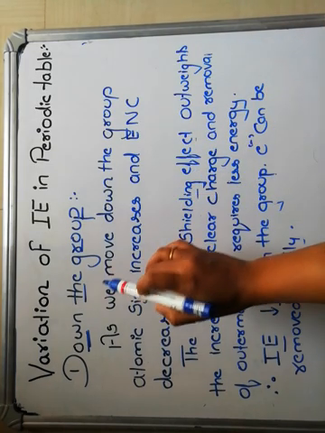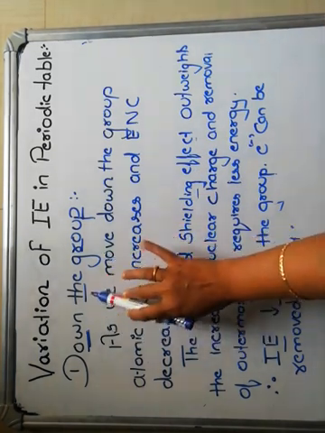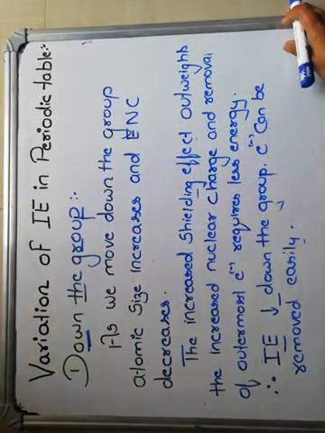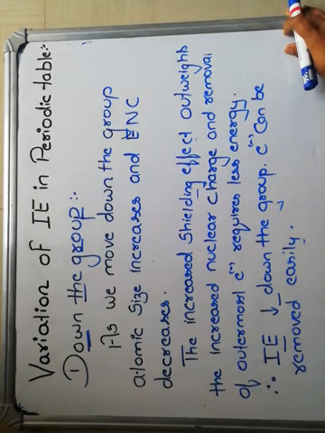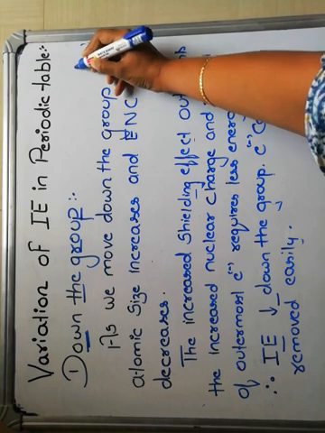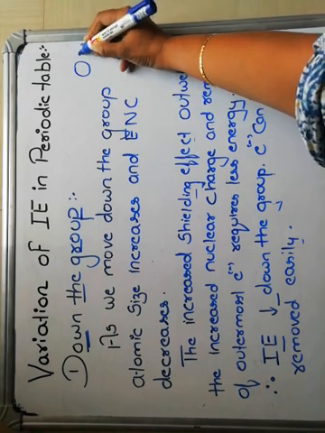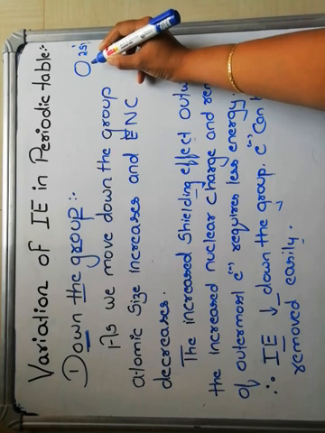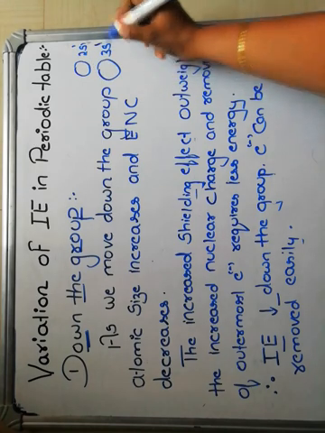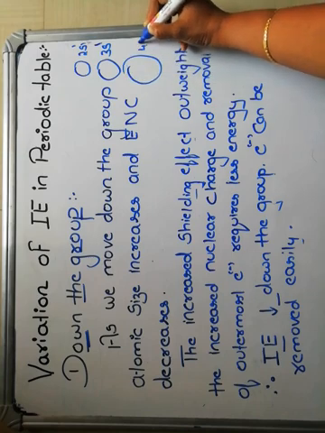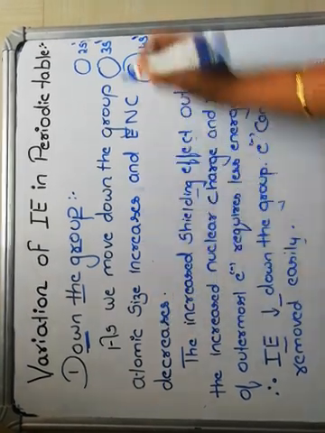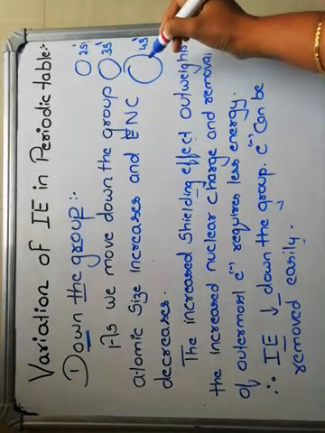The first one, that is down the group. What happens to the ionization enthalpy down the group? We all know that as we move down the group, the atomic size will gradually increase. For example, consider lithium: 1s2, 2s1, I am writing only the outermost shell. Next, sodium, that is 3s1. Next, potassium, that is 4s1. So as we move down the group, the atomic size will gradually increase.